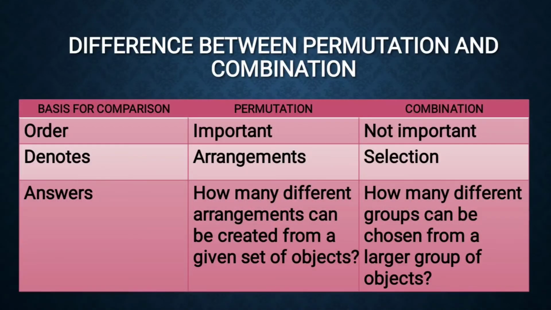So, if there are arrangements, it is an example of permutation. While if you are just going to select from a large set of objects, it just denotes combination. And in permutation, it answers how many different arrangements can be created from a given set of objects, while combination answers the question how many different groups can be chosen from a large group of objects.